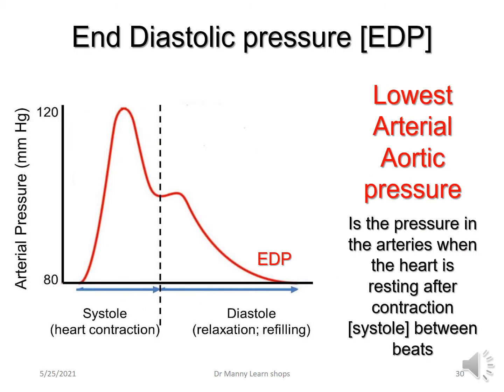Then we've got the end diastolic pressure, and this is the lowest pressure in the arteries, aorta, and this is the pressure in the arteries when the heart is resting after contraction, which is systole, which is emptying, and this occurs between beats.